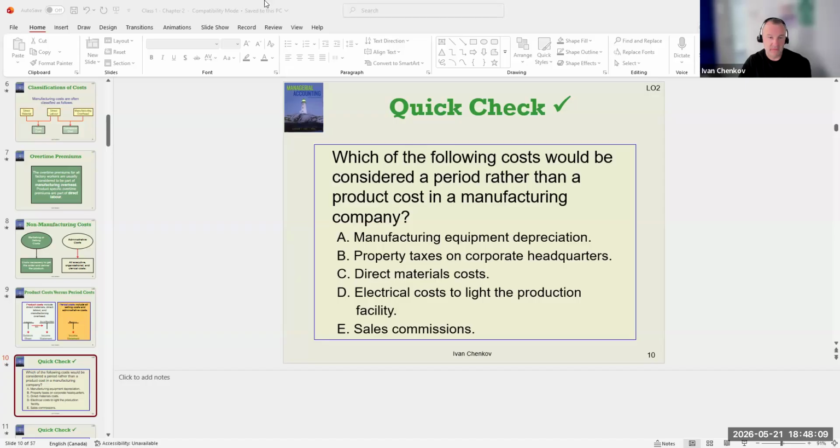Is it direct material? Manufacturing equipment depreciation. Is it direct material? Yes or no? Direct material. Equipment depreciation. No, it's not.